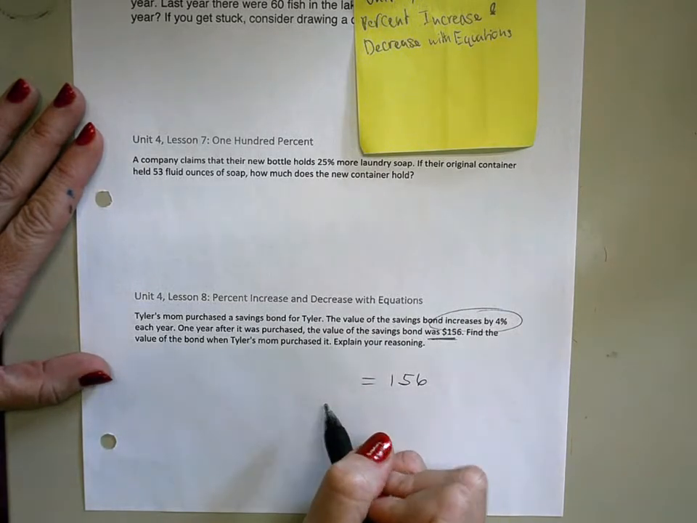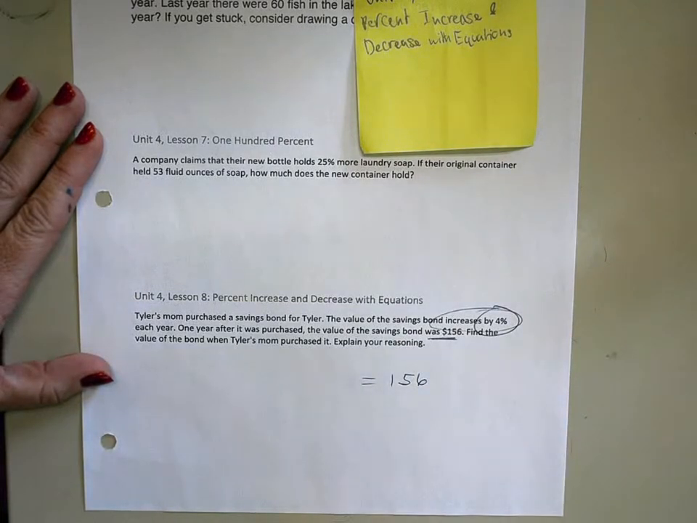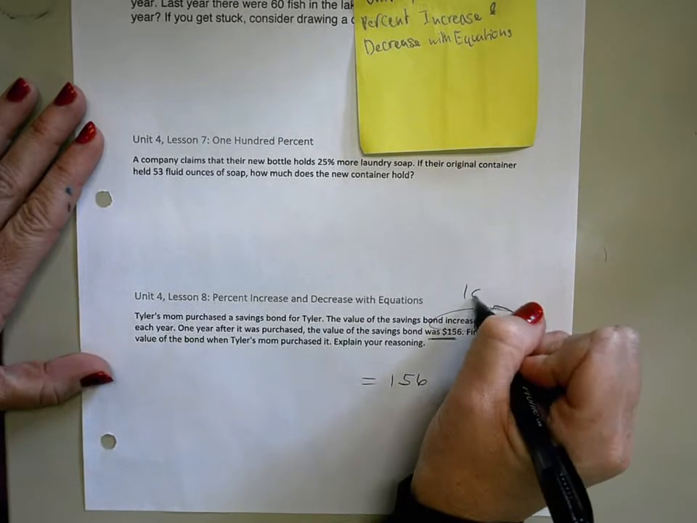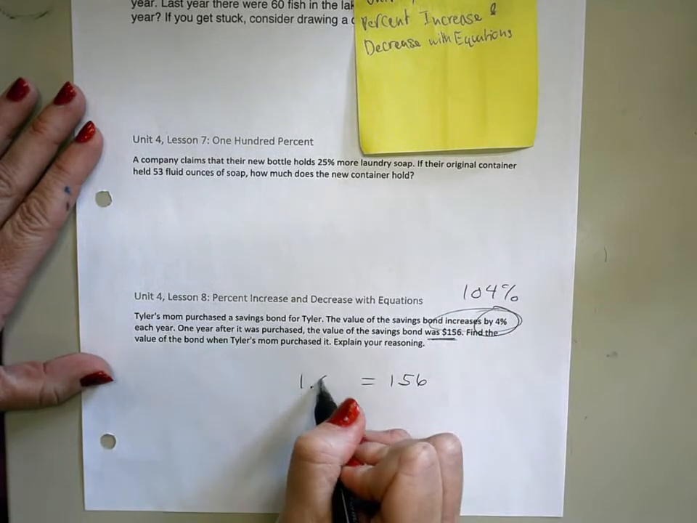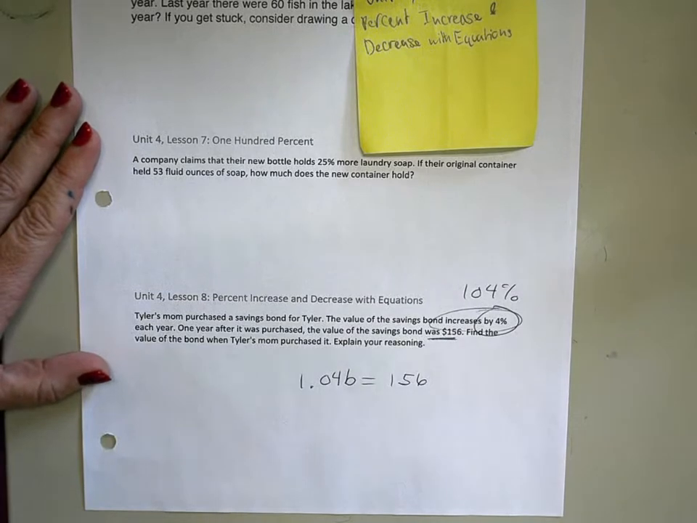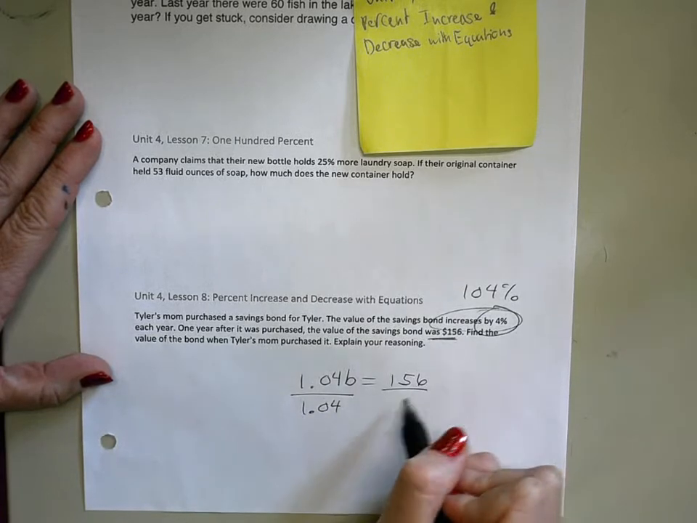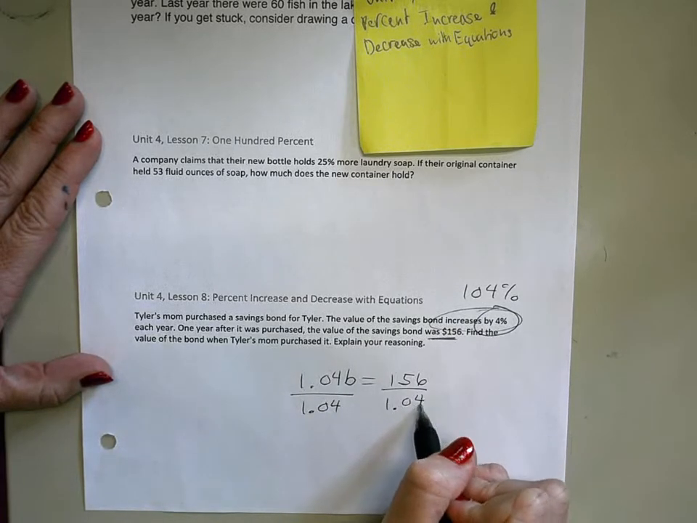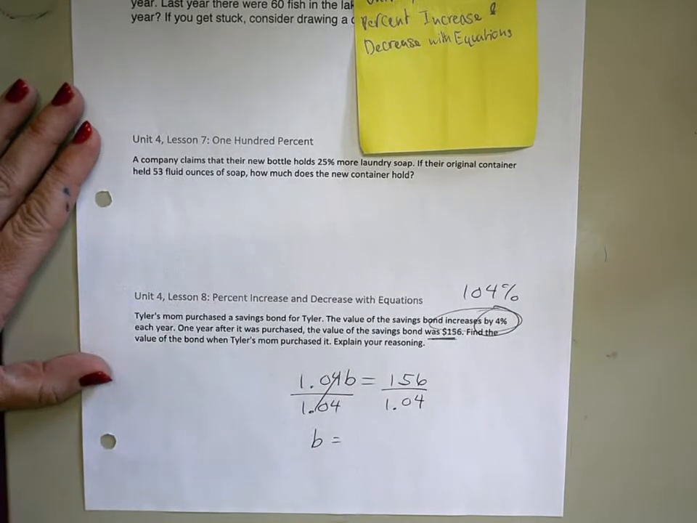So when she purchased it, it was obviously at 100% of its value, and that's increasing by 4%. So that's 104% of its value. As a decimal, that's 1.04. So 1.04 times the price of the savings bond is now $156. And then I can divide both sides by 1.04 to get my savings bond by itself.